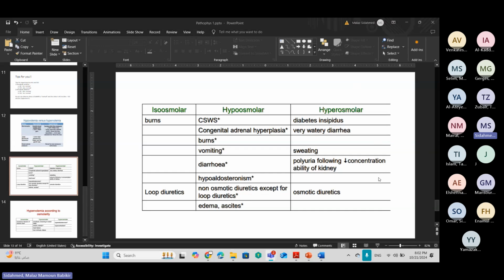It's really good. We can, if someone can tell me, why is vomiting hypoosmolar? Again, you can turn on your mic or you can type it in the chat.